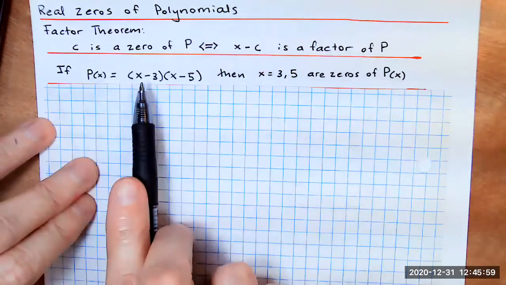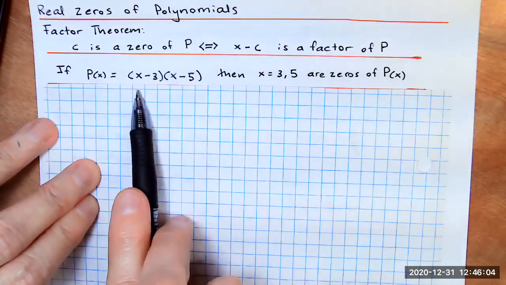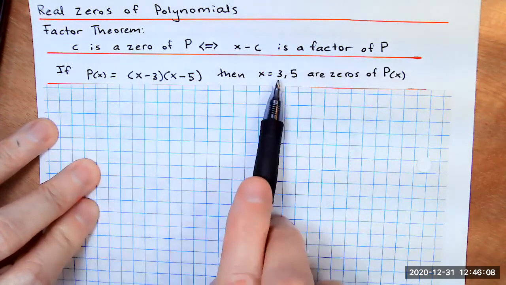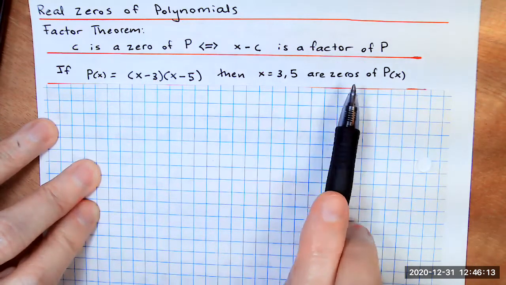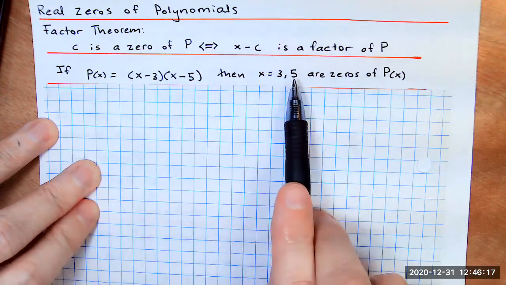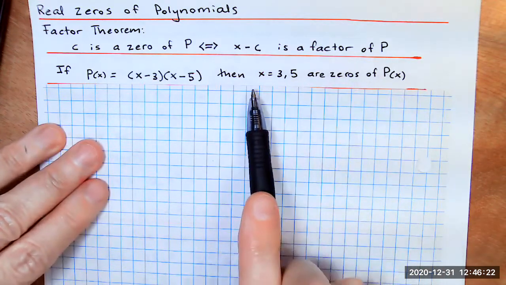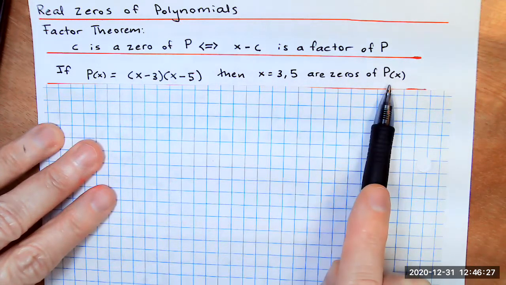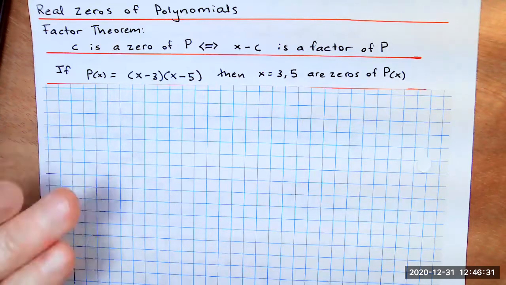So here's a polynomial in factored form. If x minus 3 is a factor, then when we plug in 3, the polynomial will be equal to 0. So that makes 3 a zero. x minus 5 is a factor, which means that if we plug in 5, it makes the polynomial equal to 0. Conversely, if you plug in 5 and it makes the polynomial equal to 0, then x minus 5 is a factor.